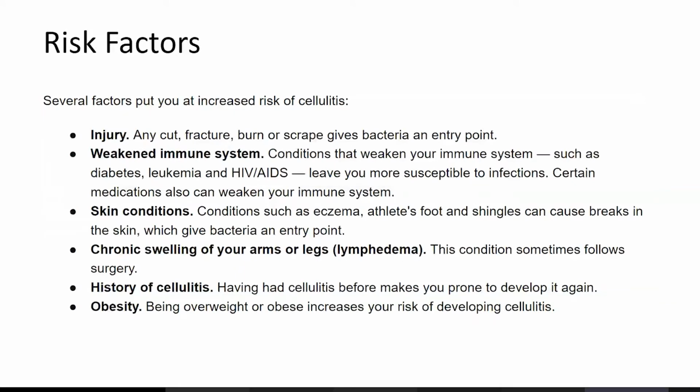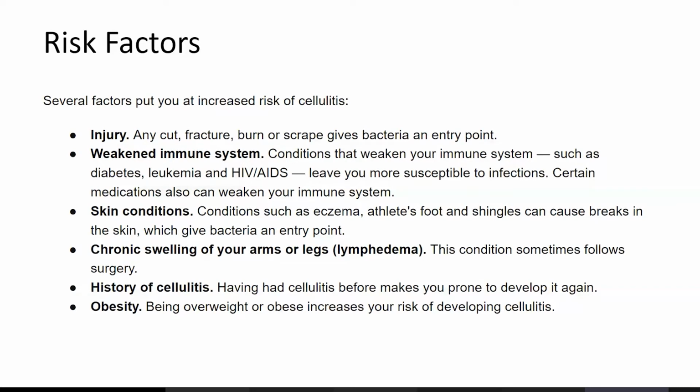Several factors put you at increased risk of cellulitis, such as injury: any cut, fracture, burn, or scrape giving bacteria an entry point. Weakened immune system: conditions that weaken your immune system, such as diabetes, leukemia, and HIV or AIDS, leave you more susceptible to infections. Certain medications also can weaken your immune system.